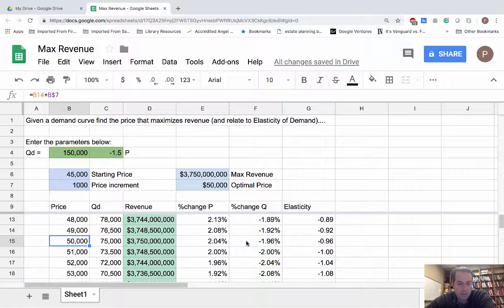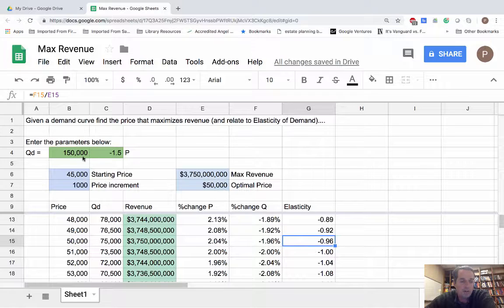Just because of the discrete nature of looking at 2 different points, it's actually -1 at 51,000, but that's going from 50 to 51,000, it's -1. Hopefully that's not too disconcerting that it's not -1 right there, but that's just how I'm comparing the lower value to the higher value, and the lower value at the maximum is 50,000, which is the optimal price.